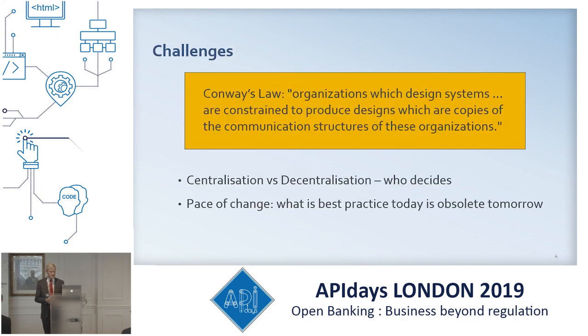So the challenges, I think one of the principal challenges in defining API governance is Conway's law. So you may have heard about Conway's law. It's an idea that an organization that starts to build systems is going to build it in the image of the organization. If you have a retail banking segment and a corporate banking segment, you're probably going to end up with systems that serve the retail bank and the corporate bank.